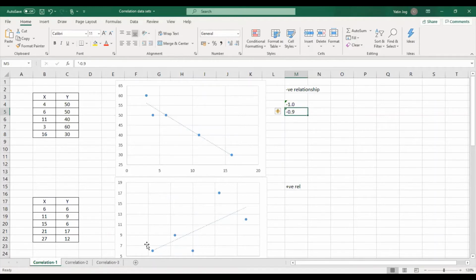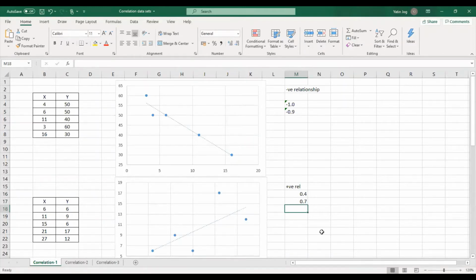In the second example, if I draw a trend line, out of 5 data points, only 1 data point is falling on the trend line, and the remaining data points are at a considerable distance from my trend line. I cannot say that the data points are close to my trend line. So I can say this is a kind of moderate relationship, and because it is positive, I predict my value should be somewhere around 0.4 to 0.7.